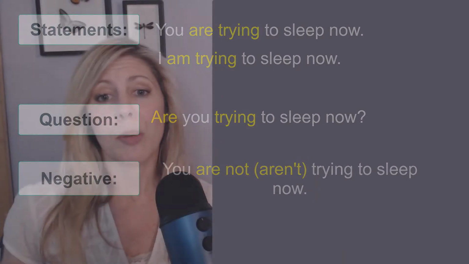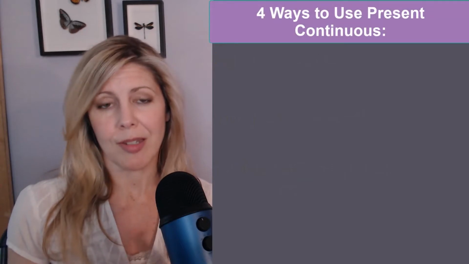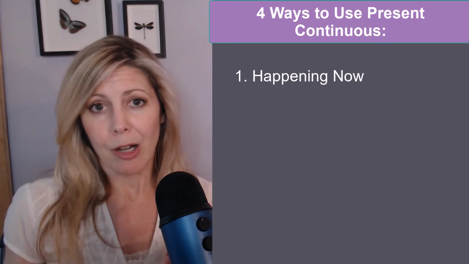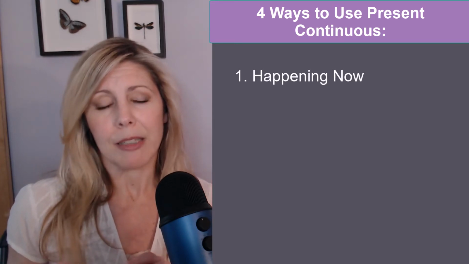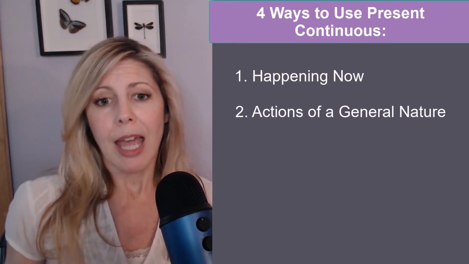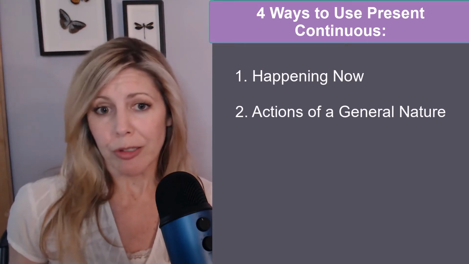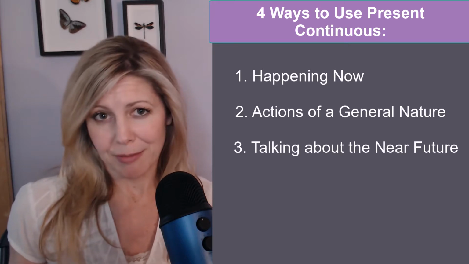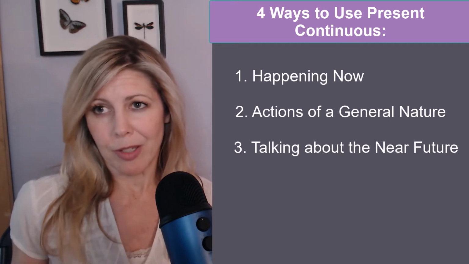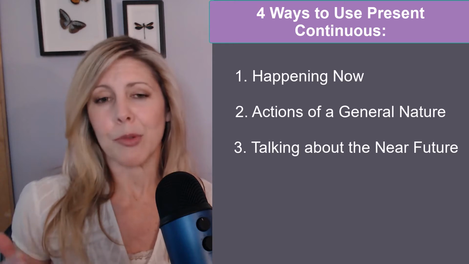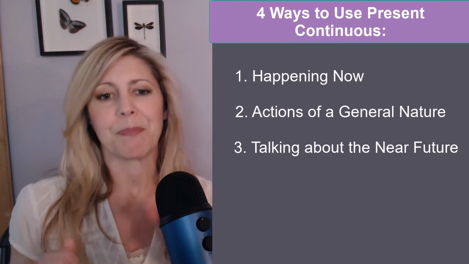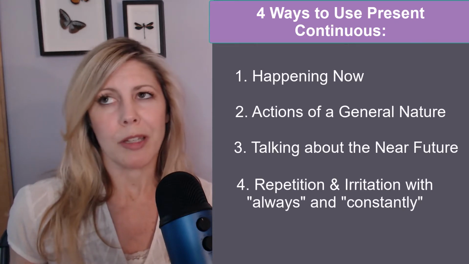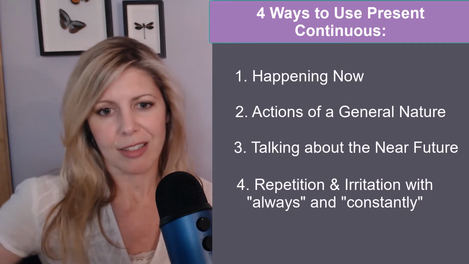So what are some ways that we can use the present continuous? Okay, number 1, something that is happening right now. As we're speaking, it's happening. Number 2, actions of a general nature. Number 3, talking about the near future. Yes, I know, even though this is present continuous, sometimes we can use them to talk about the near future. And then number 4, repetition and irritation with the words always and constantly.